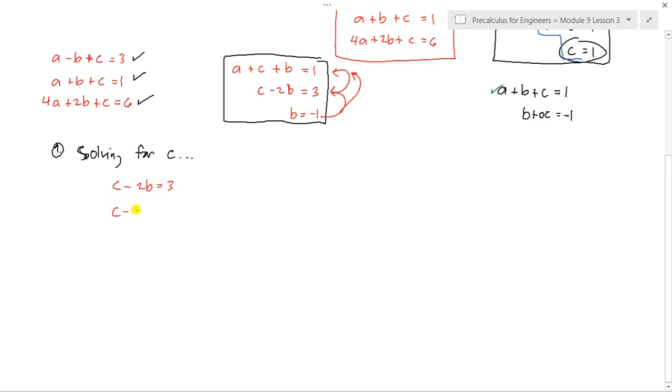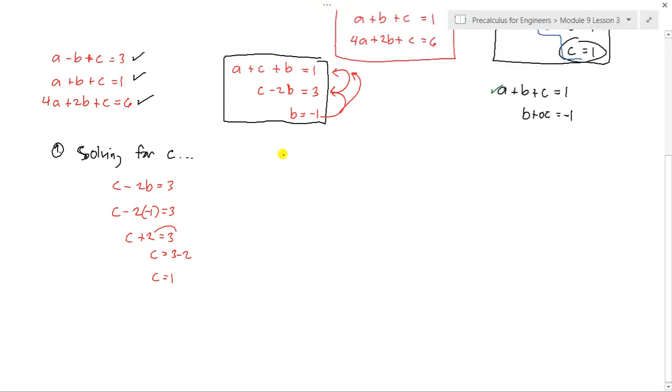So, b is equal to negative 1. So, c minus 2 times negative 1 is equal to 3. That is c plus 2 is equal to 3. So, c is equal to 3 minus 2. So, we have c is equal to 1. So, we now have the value for c.